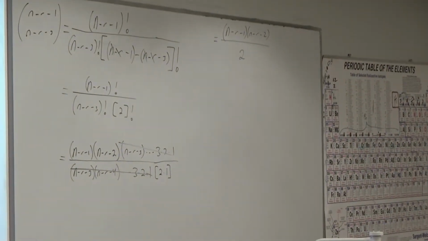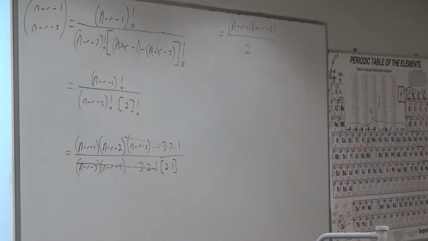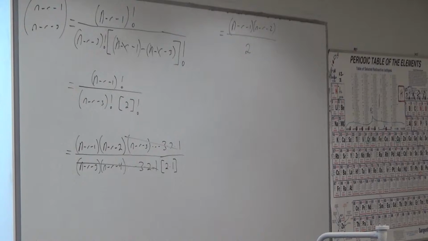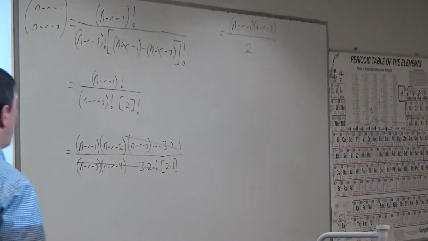Any suggestions as to perhaps how to proceed? Yeah, probably FOIL it out. And unfortunately, it's one of those where we're going to have 9 terms, I believe, when we FOIL it. Okay, so it's not a big deal. Just a big FOIL problem.